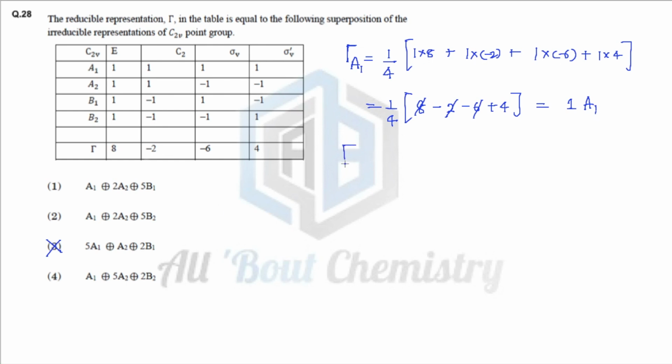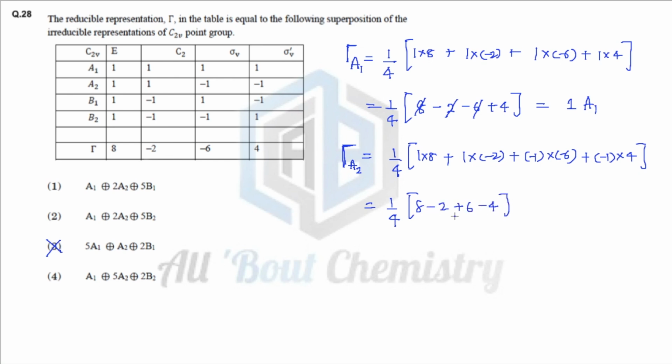Okay, so for a2, so lambda a2, you are going to get 1 by 4. 4 is the class, so let's write that down. Then for a2, 1 into 8, plus 1 into minus 2, plus minus 1 into minus 6, plus minus 1 into 4. So overall you are going to get 1 by 4 times 8 minus 2 plus 6 minus 4. The 4 and 2 make 6, so they cancel out this 6, you are going to get 8, so you are going to get 2a2.